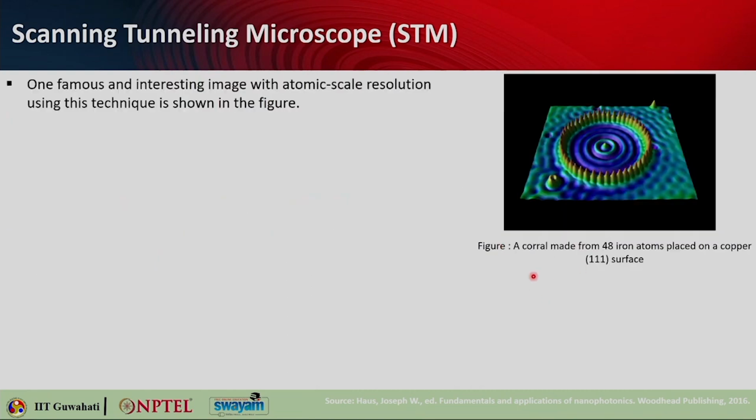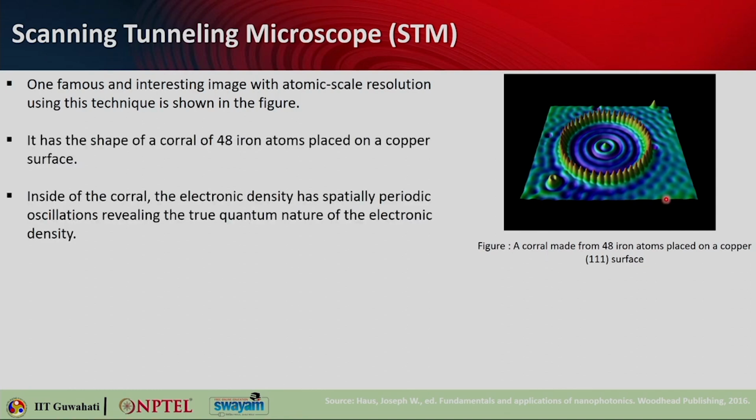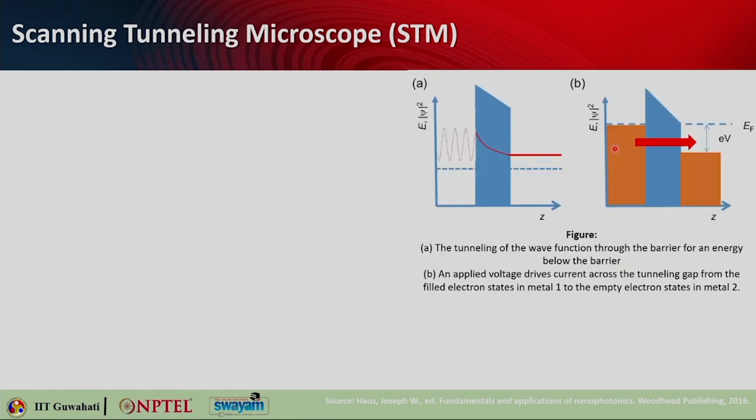So, this is one example of a famous and interesting image with atomic scale resolution that has been obtained using this technique. This is a coral made of 48 iron atoms placed on a copper 111 surface. You can actually see inside the coral the electronic density has spatially periodic oscillations, and they reveal the true quantum nature of the electronic density.